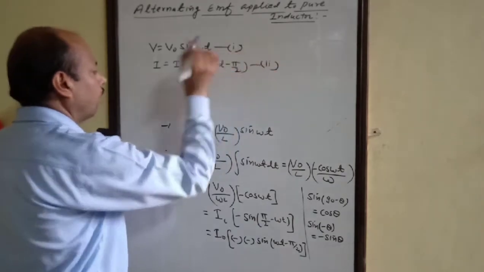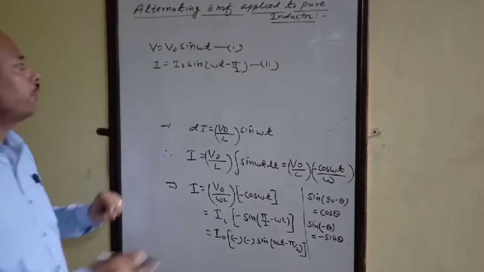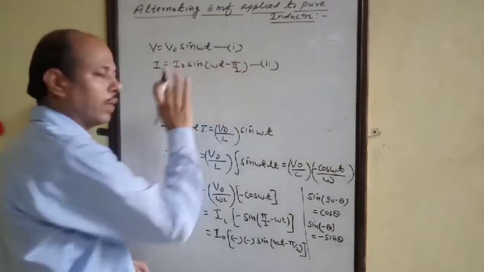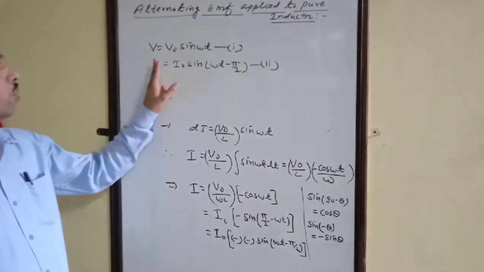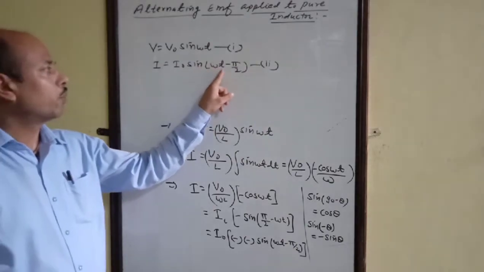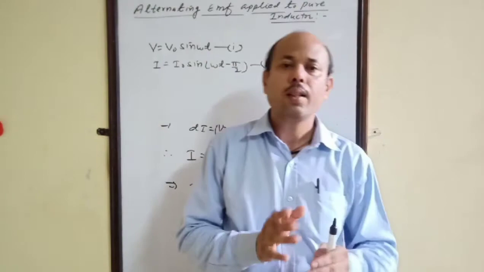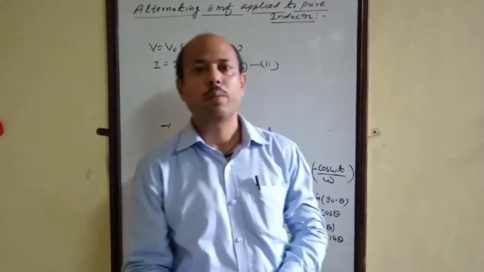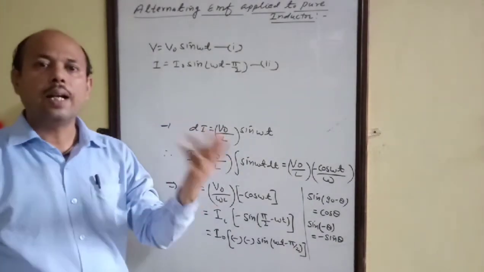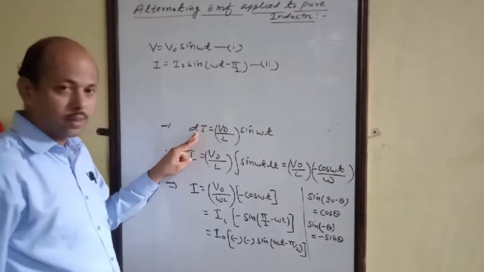This is the equation for the inductor. In the case of capacitor, we have seen that I equals I naught sine omega t plus pi by 2. But in the case of inductor, it is clear that I equals I naught sine omega t minus pi by 2. It means in the case of inductor, current lags behind the EMF by pi by 2. In the case of capacitor, current is ahead of EMF by pi by 2.